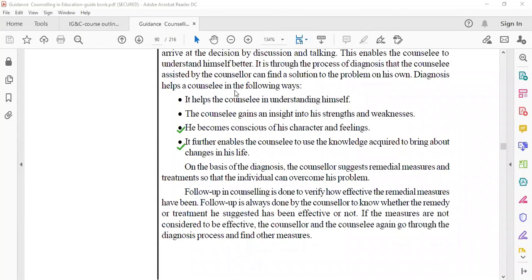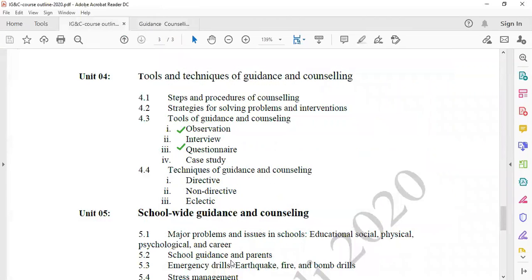That was basically our unit number 4. In unit number 4, we covered tools of guidance and counseling, and in tools of guidance and counseling, we studied two approaches: qualitative approach and quantitative approach. Now, the next component of your unit number 4 is techniques of guidance and counseling.